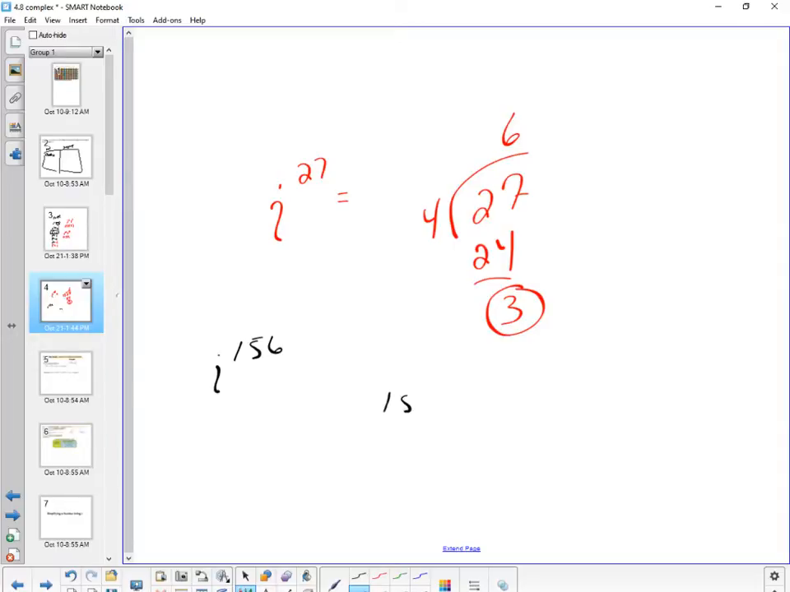So if I take 156 and I divide it by 4, I know it goes in 39 times. 4 goes into 36 nine times, so that's going to give me 36. I have no remainder, which means there are no extra i's. So it's a 1. Does that make sense? All we're doing is pulling 4s out of there, because every 4 is just a 1.